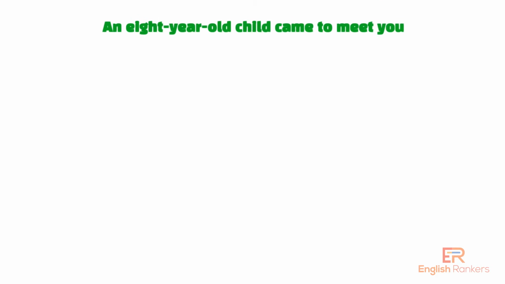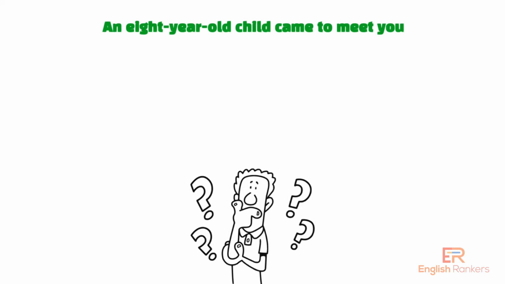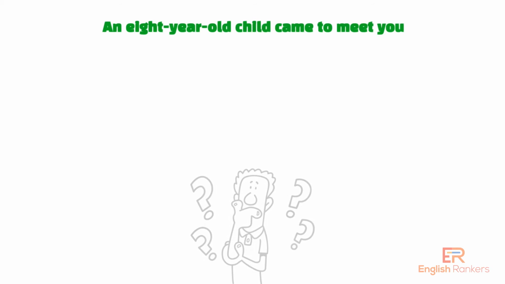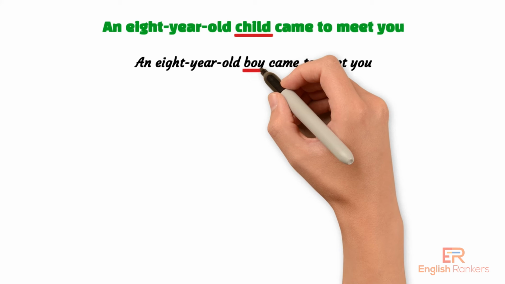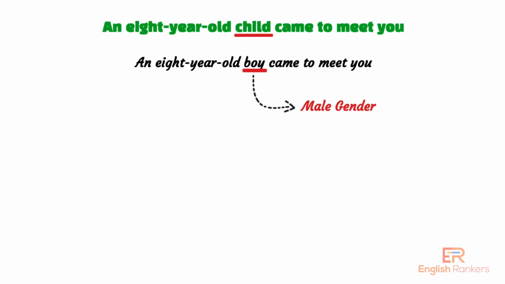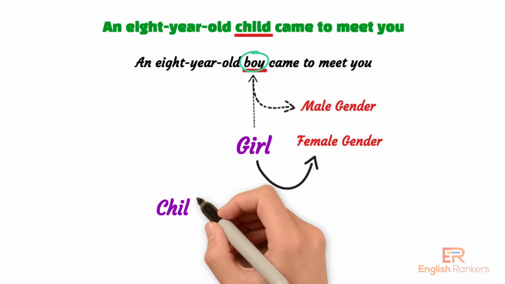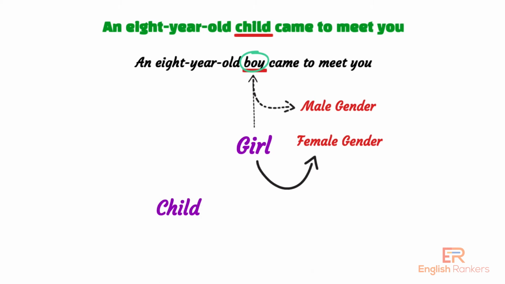Look at this sentence. An 8-year-old child came to meet you. Can we identify the gender of the child from the sentence? No. We cannot determine the gender by the word child. If the statement were like this, an 8-year-old boy came to meet you, the word boy would represent the male gender. If it were girl in place of boy, then it would represent the female gender. However, when we say a child, it can be either male or female.